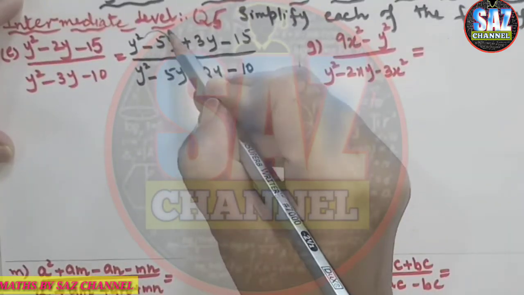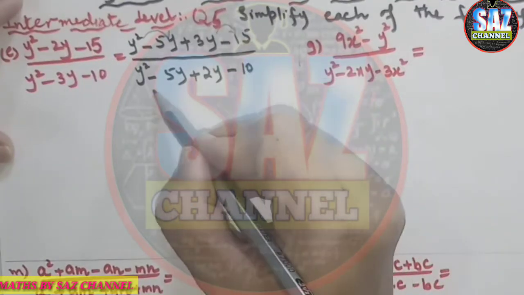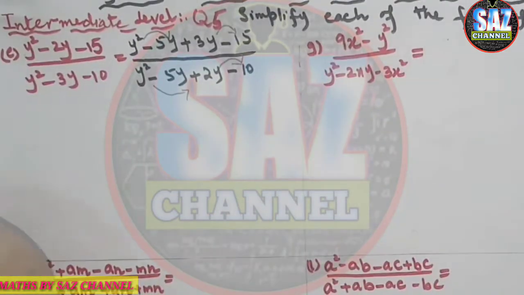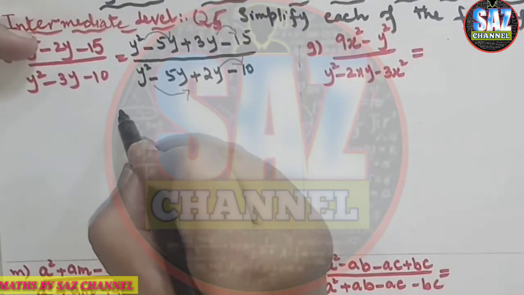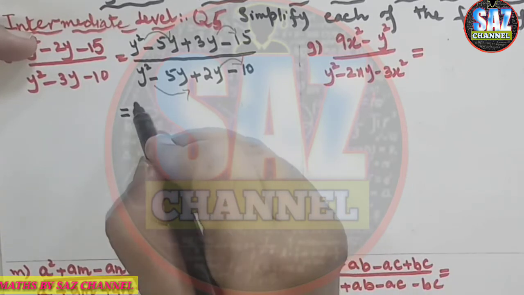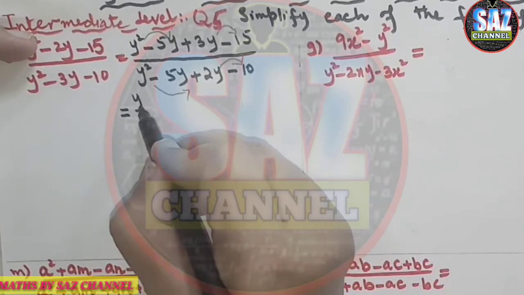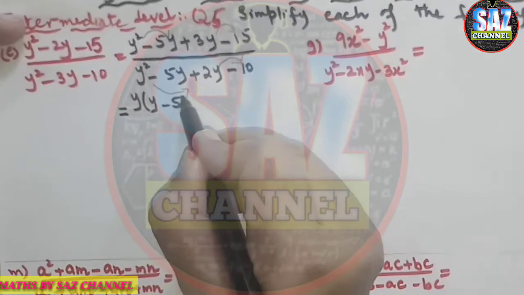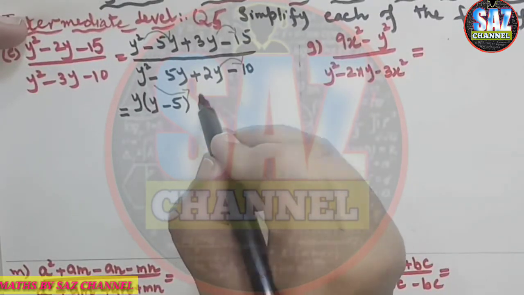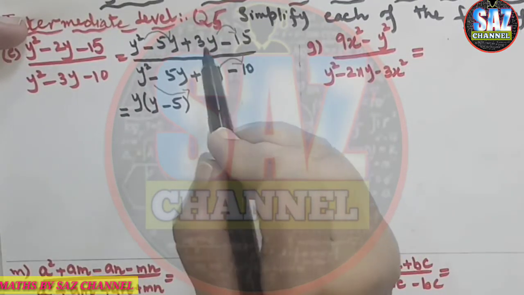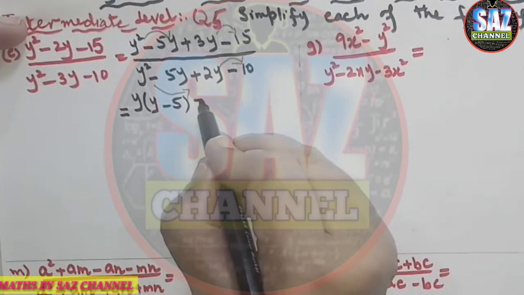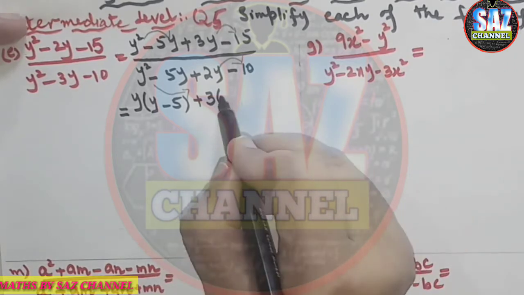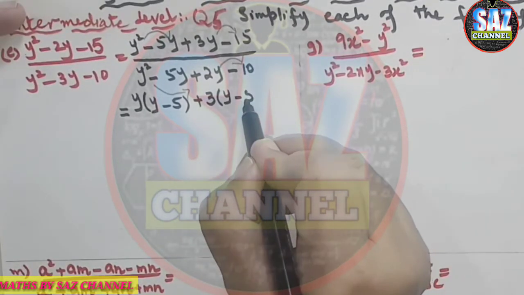Now we have to make groups of like terms, and from each group we have to extract some number or letter as a common factor. From the numerator, from the first group, I can take y as a common factor, extract y out, and inside the bracket I will have y minus 5. Coming to the second group, I can see 3y and 15. The table of 3 is suitable for 15, so I can extract 3, and when I am extracting 3 out, inside the bracket I will be left with y minus 5.